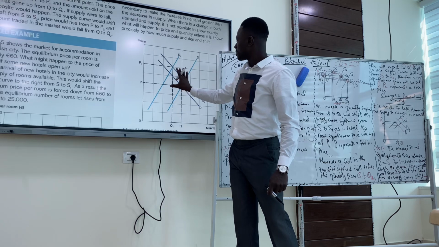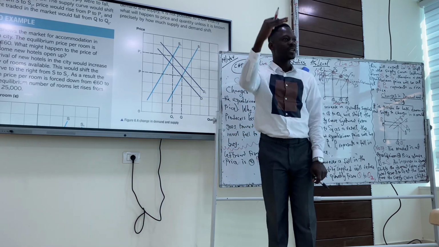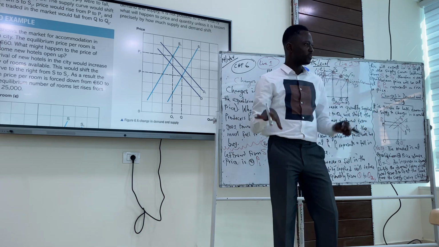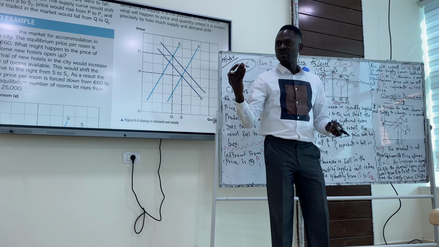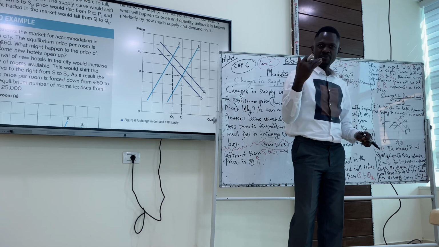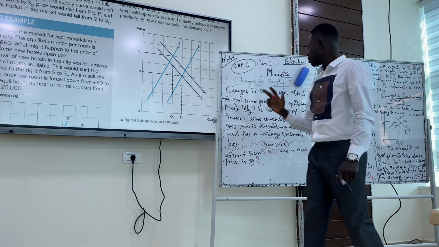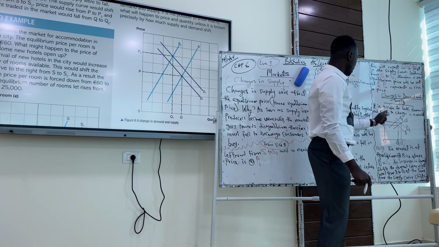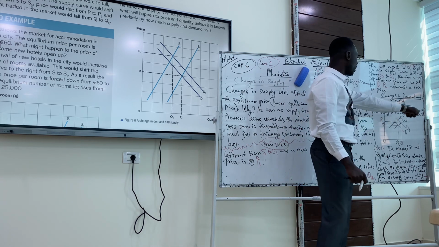For changes in demand and supply, it is possible in the market that demand and supply change, but they're not going to change in the same direction. Demand might increase, supply might reduce, and the price would also change. So look at the situation here. It is possible for both demand and supply to change in the market.